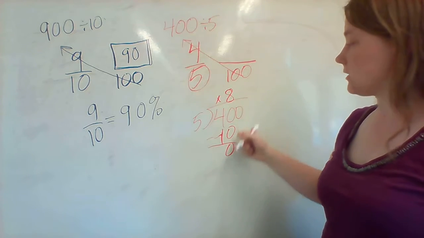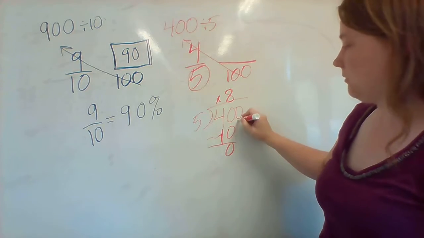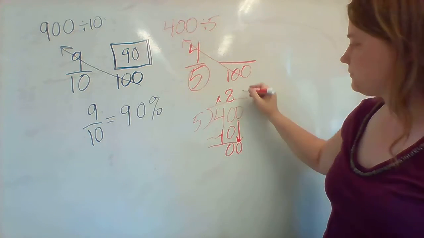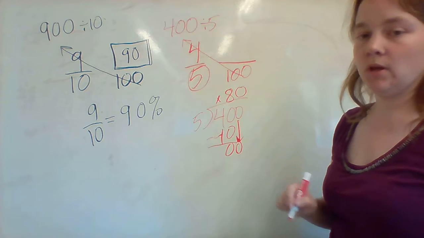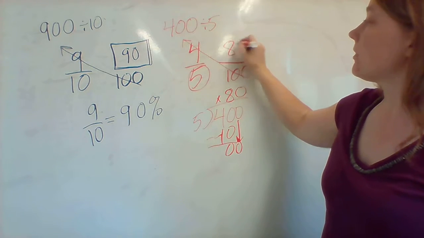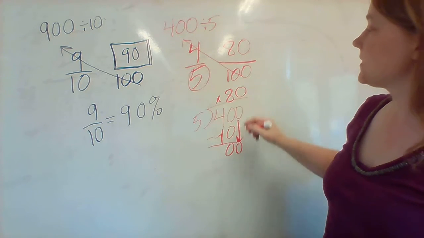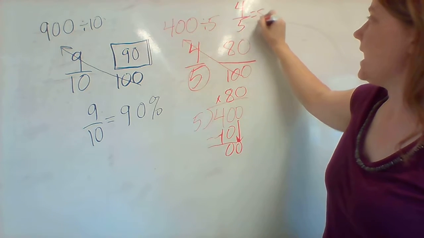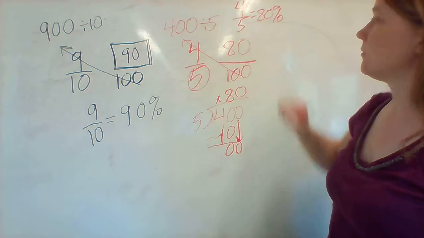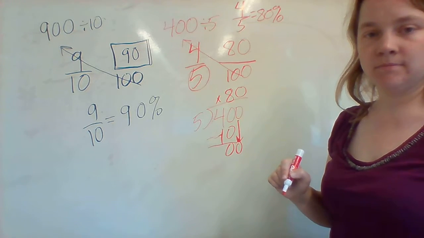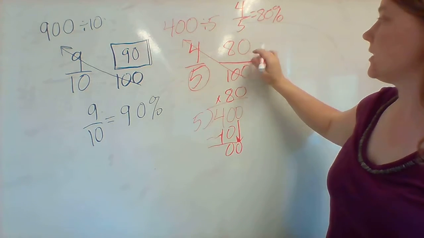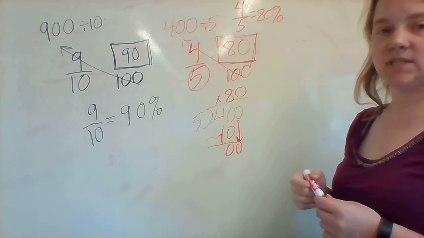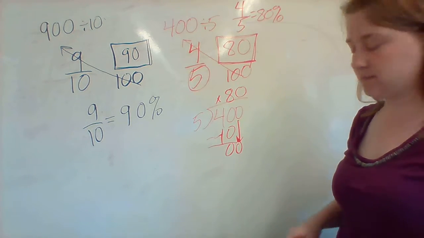Even though I got that 0, I still have to deal with this 0. Pull it down. Can 5 go into 0? No. Put a 0. So 4/5 is the same as saying 80%. See how I took that 80 over 100 and just took the part that I was focused on out? 4/5 is the same as 80%.